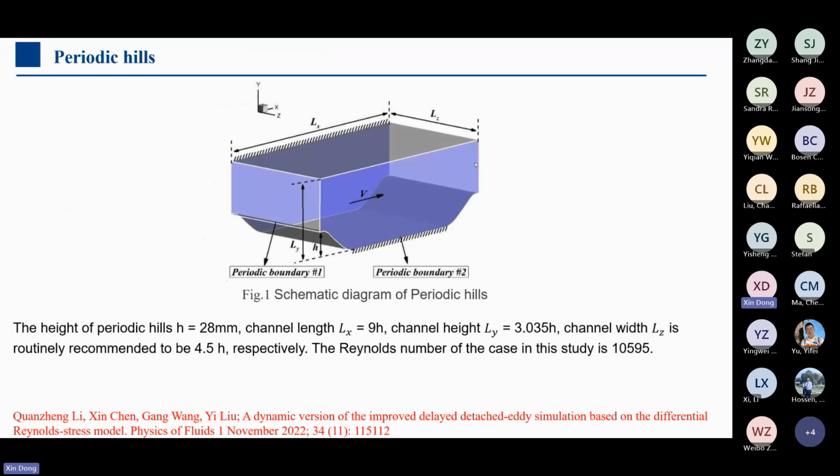This is an introduction of the grid setting. The grid distribution adopted in this study is 160 by 115 by 60, and the total number of cells is almost 1.1 million. From a cross-sectional perspective, this grid will be denser below, because in the periodic hills, there are often more complex vortex structures at the bottom. Therefore, designing a denser grid below can help us obtain more information in complex flows.